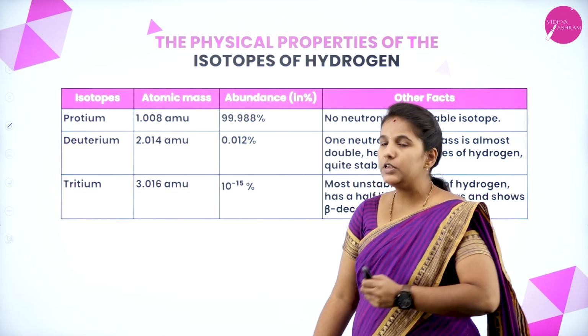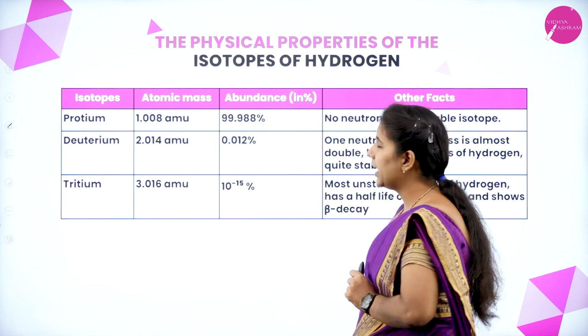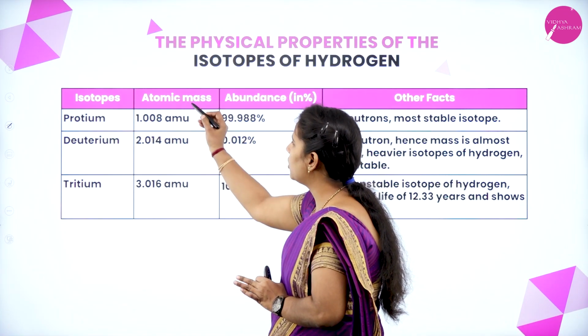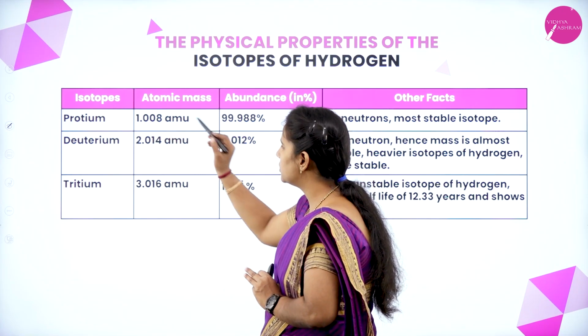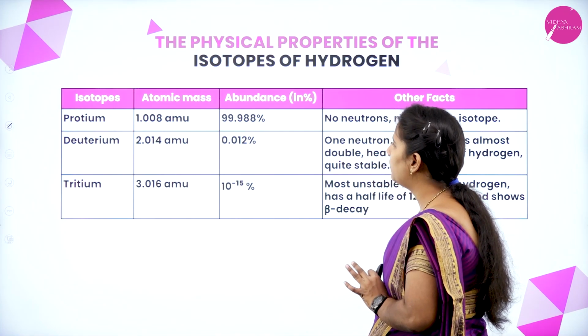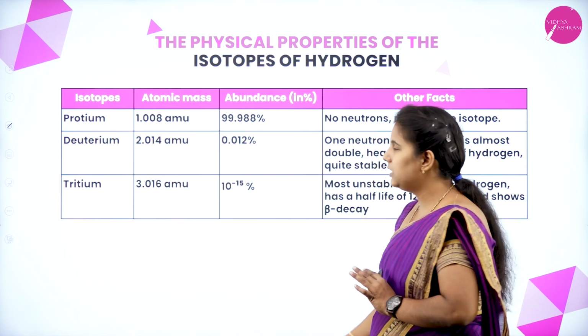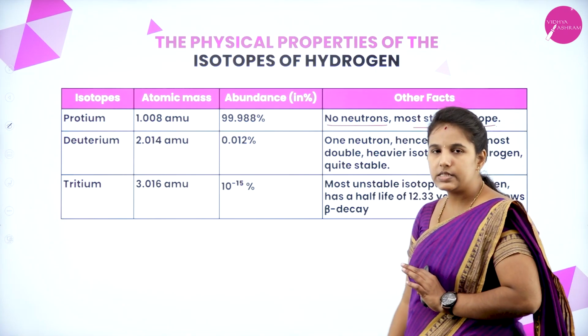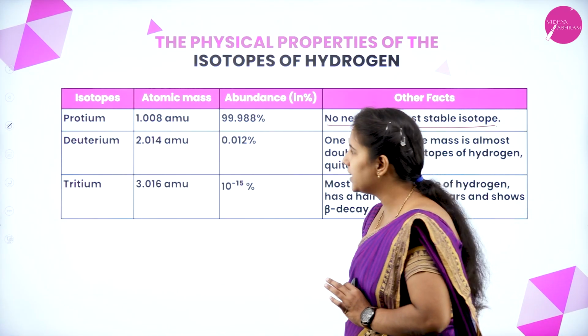Next is the physical properties of the isotopes of hydrogen. So first one is protium. Atomic mass will be 1.008 AMU and their abundance will be 99.988%. No neutron will be there and it is the most stable form of hydrogen isotope.